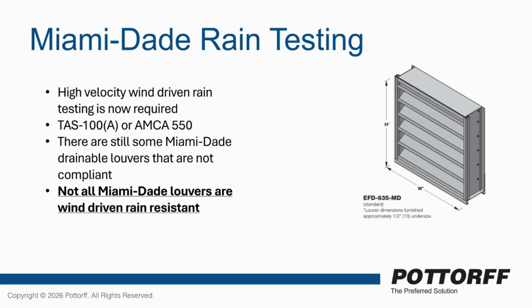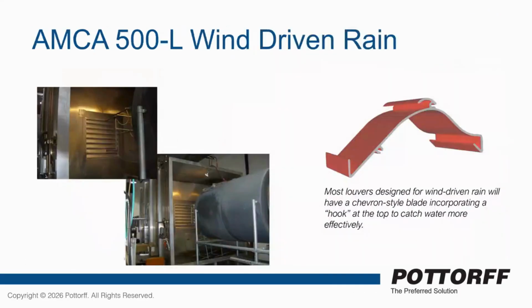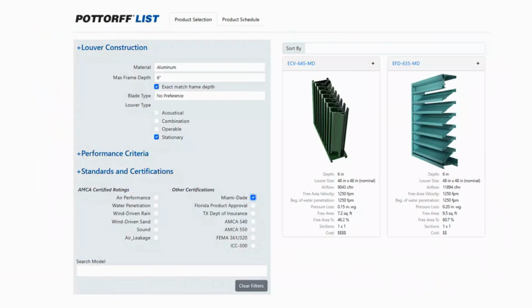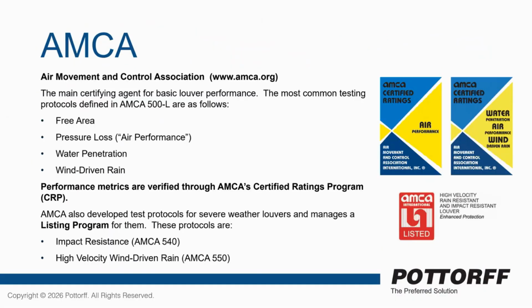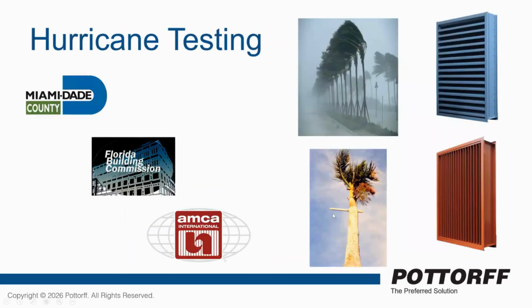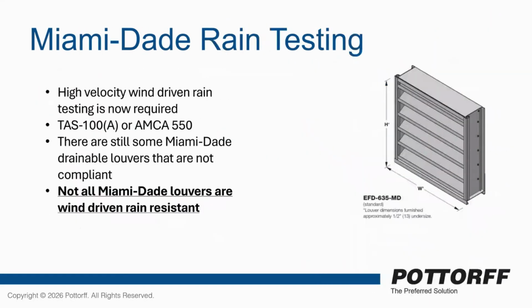As we see here, not all Miami-Dade louvers are wind-driven rain resistant. That's a good thing to note. We would look for an AMCA 550 rating listed, and we might see some type of tag, such as this down here, that might actually list some of those ratings. But you can have a Miami-Dade rated louver for pressure, essentially, and impact.